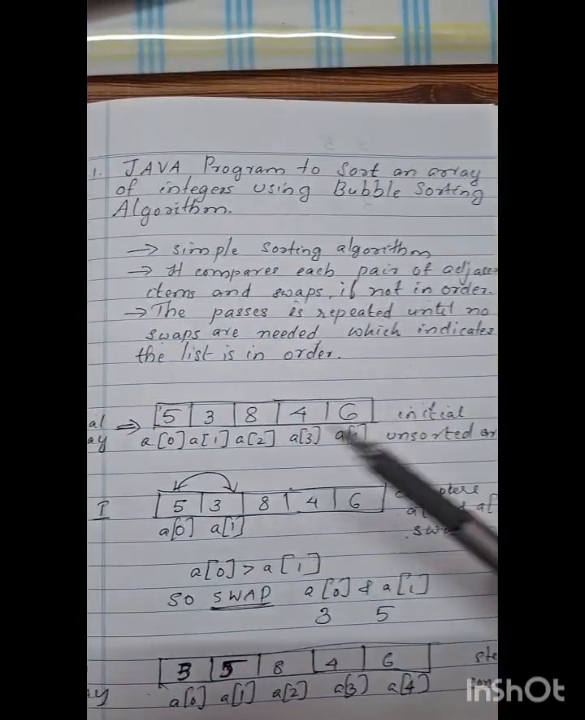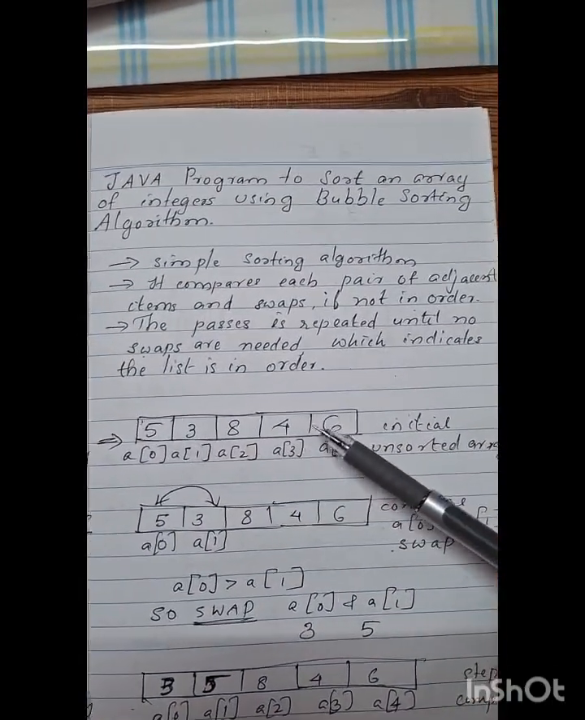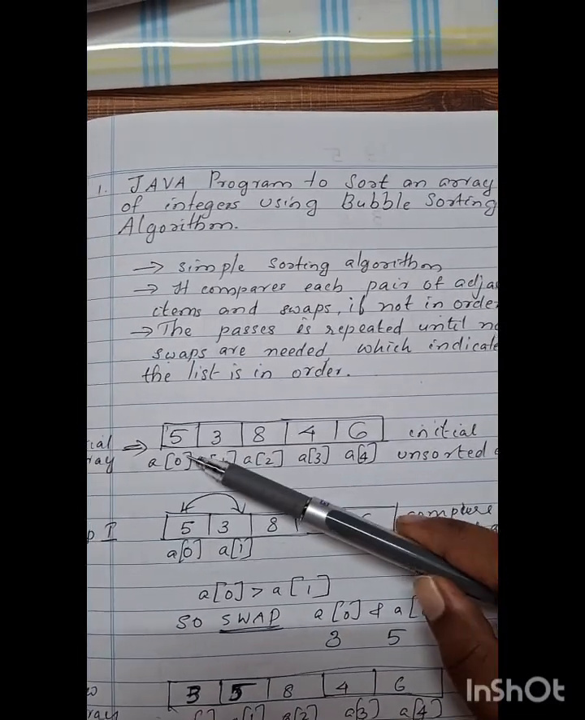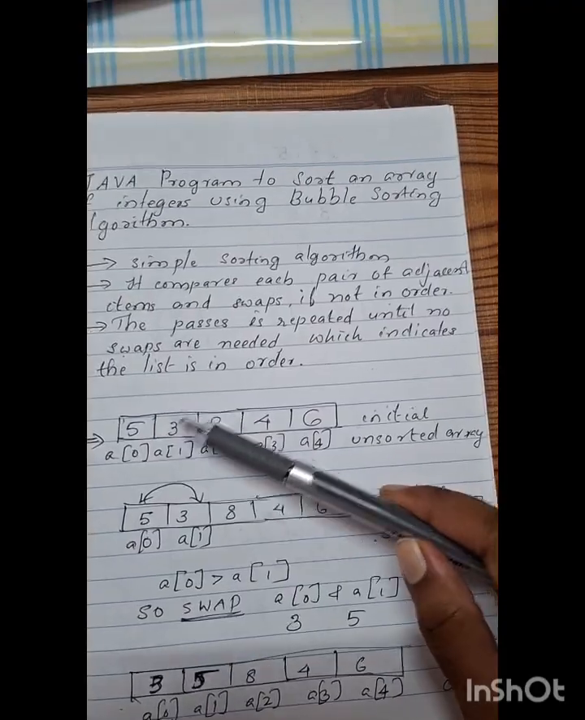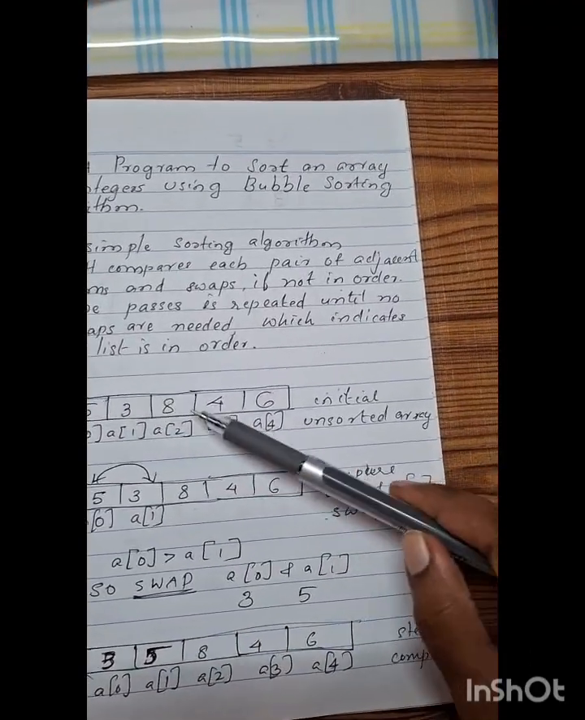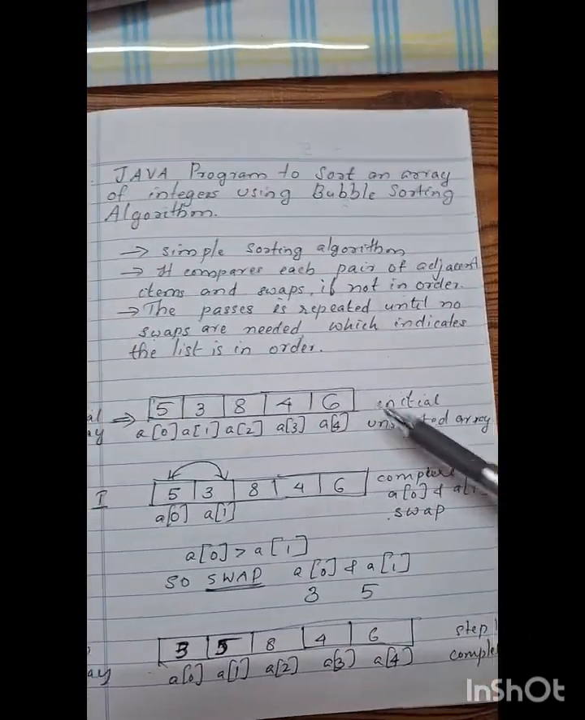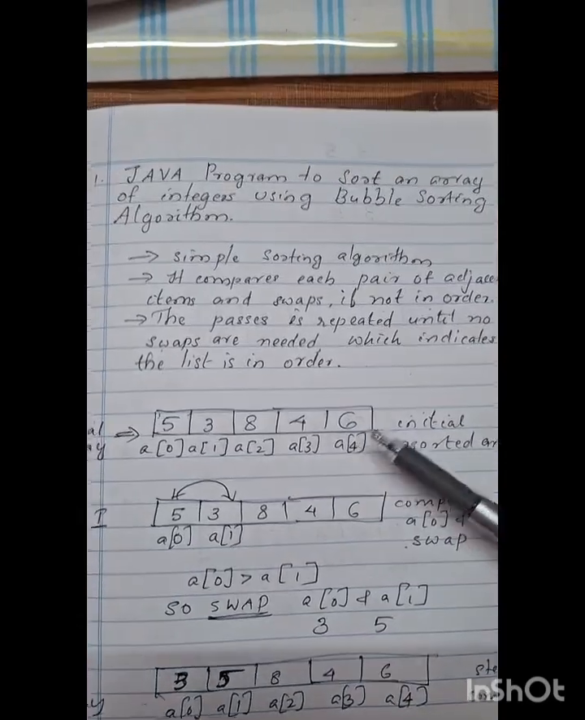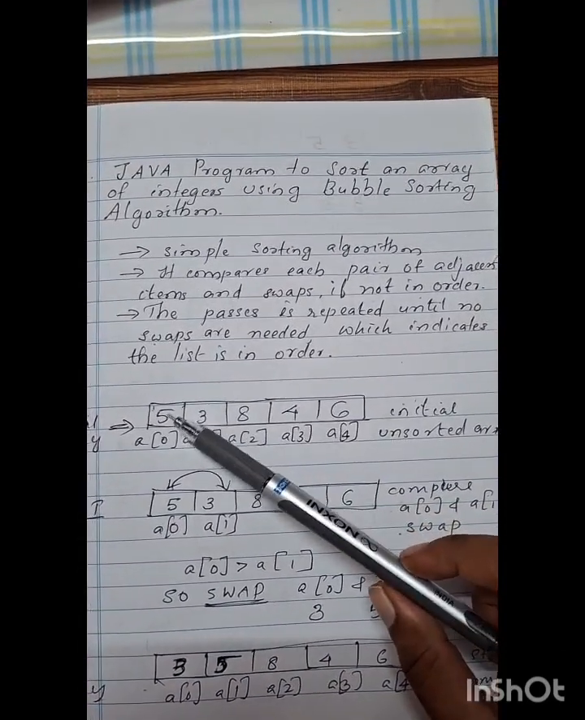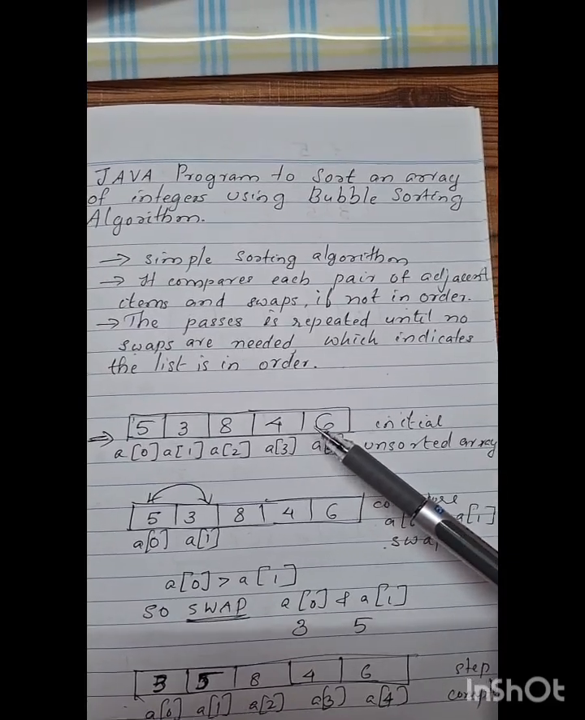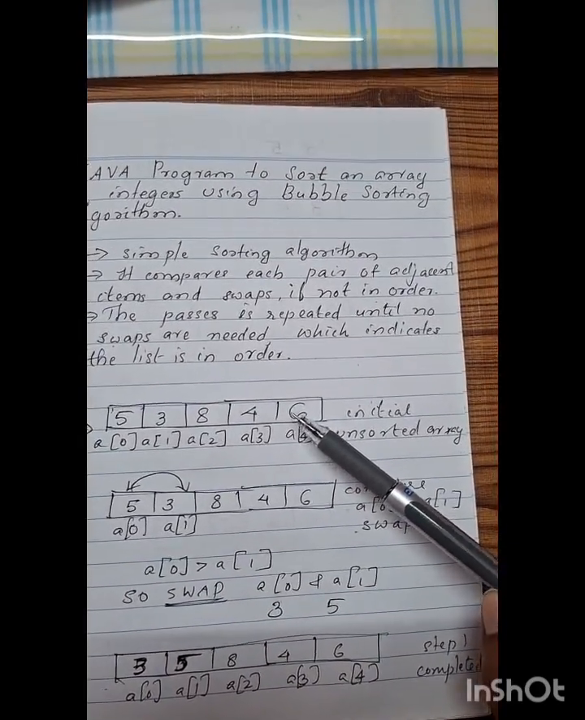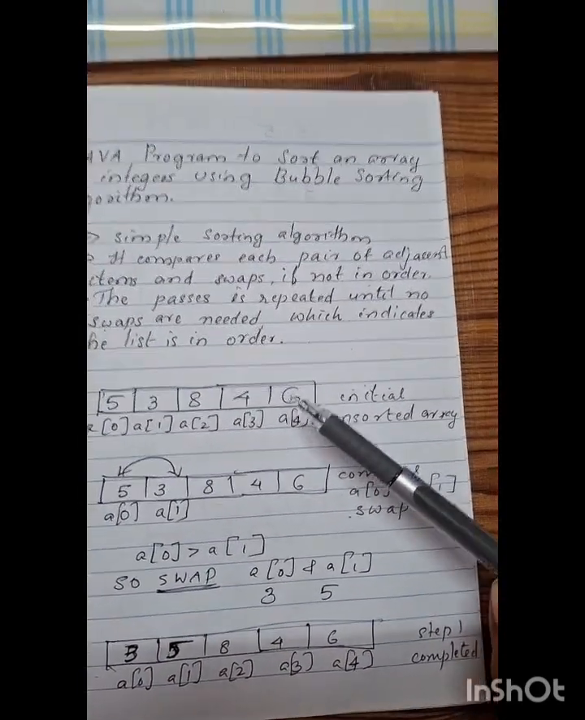As an example, I have taken 5 integers in an array. This is an array A which contains 5 elements: 5, 3, 8, 4 and 6. This is the initial array. This initial array is unsorted because first comes 5, then 3, then 8, then 4, then 6. This is not in ascending order or in descending order. This is an unsorted array.